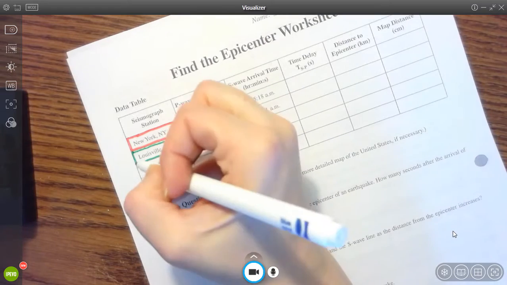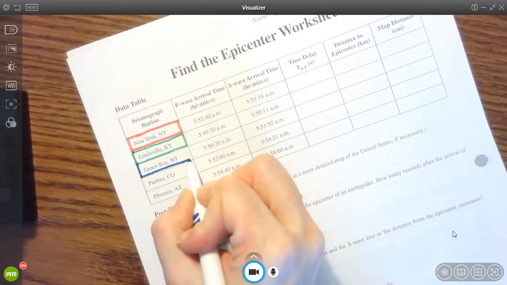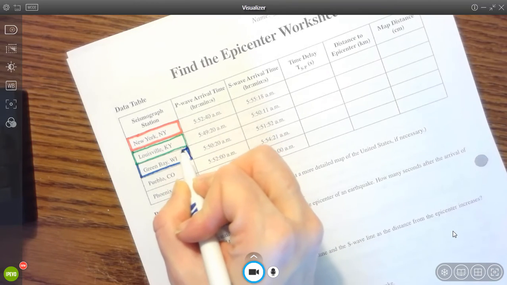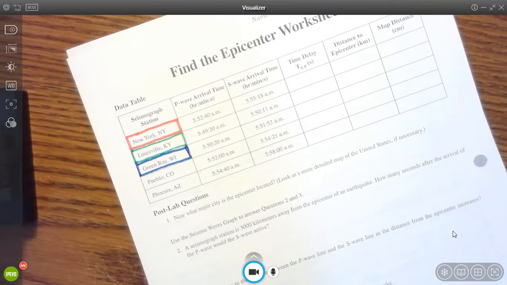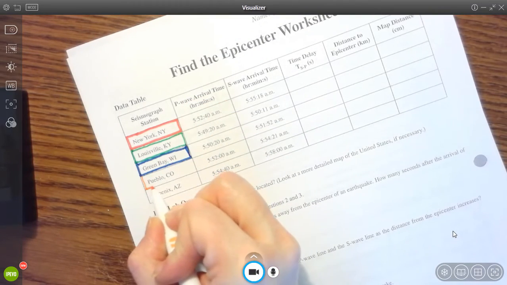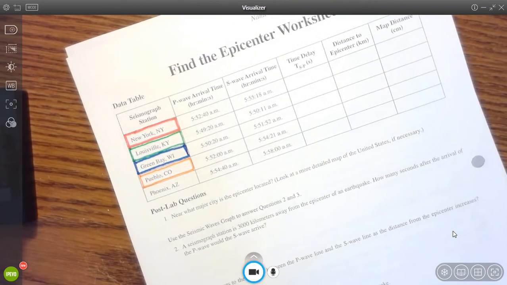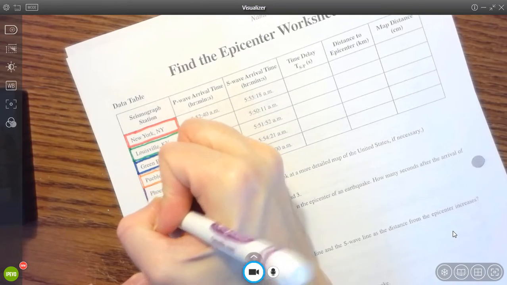Wisconsin is going to be blue. Pueblo is going to be orange. And Phoenix is going to be purple.